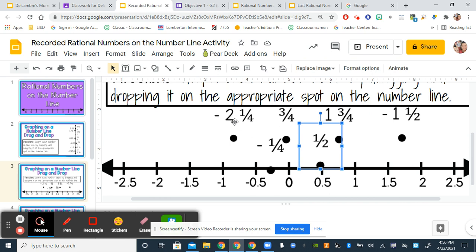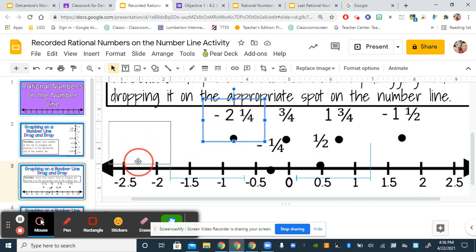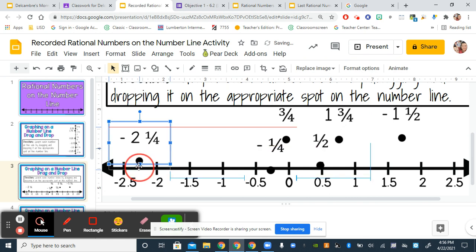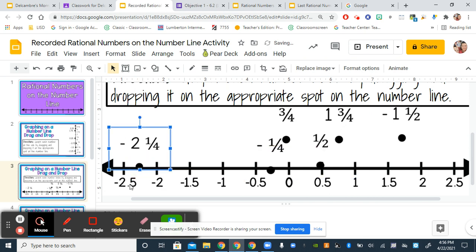We have -2 and 1/4. Well, we know 1/4 is like a quarter. Well, it is a quarter. So that's like 25 cents. So it's going to go right there at that -2.25. It's between that -2 and that -2.5.